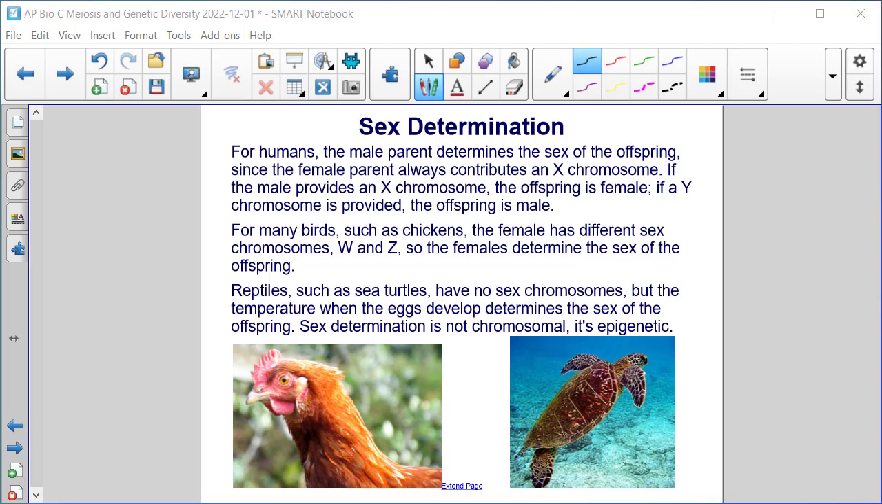For many birds, such as chickens, the female has different sex chromosomes, W and Z, so the females determine the sex of the offspring. Reptiles, such as sea turtles, have no sex chromosomes, but the temperature when the eggs develop determines the sex of the offspring. Sex determination is not chromosomal, it's epigenetic.